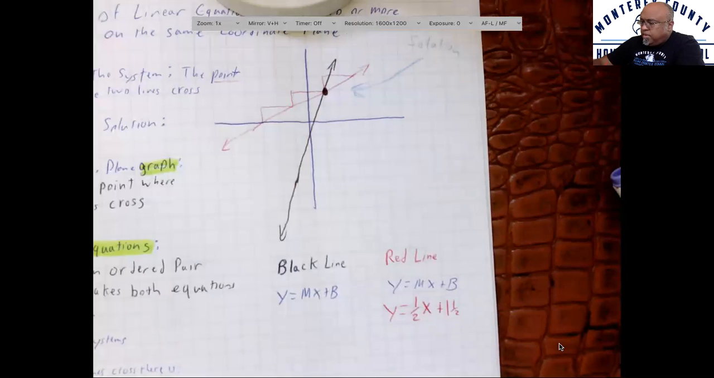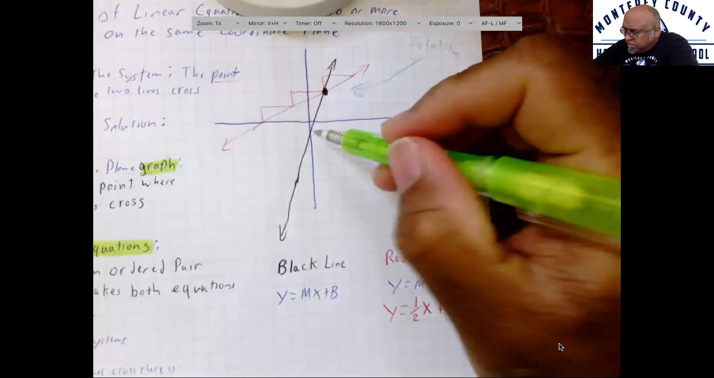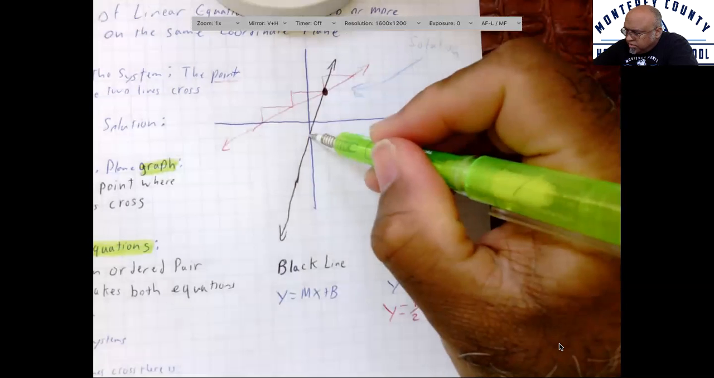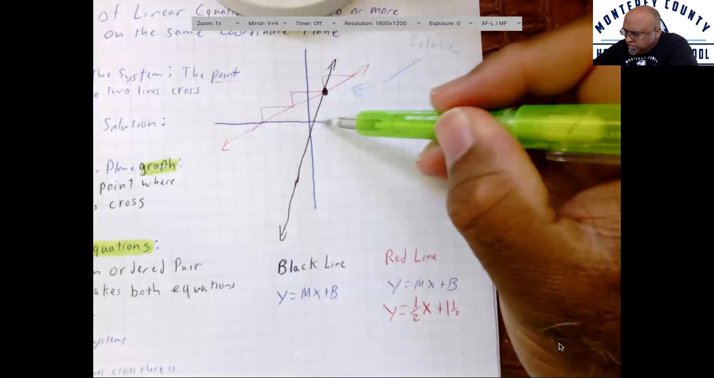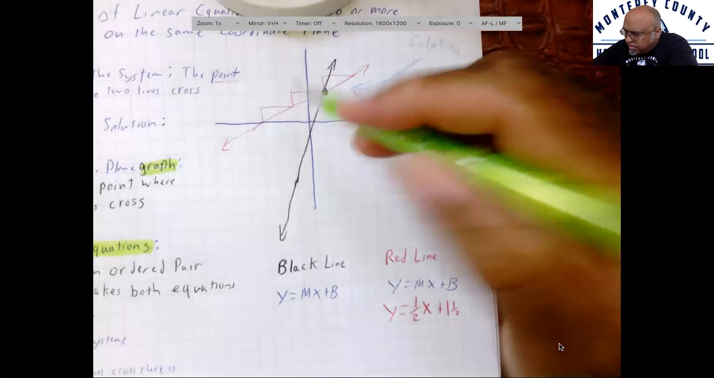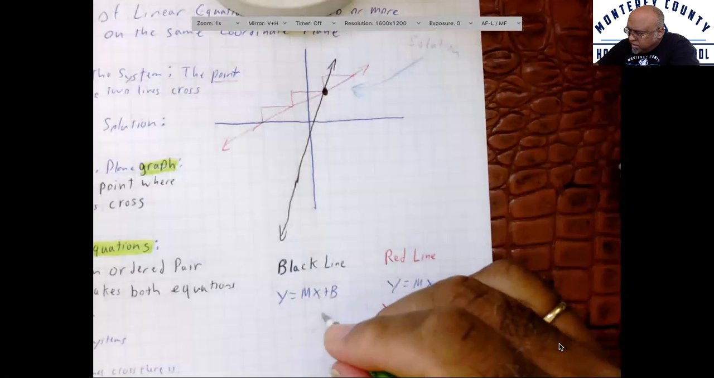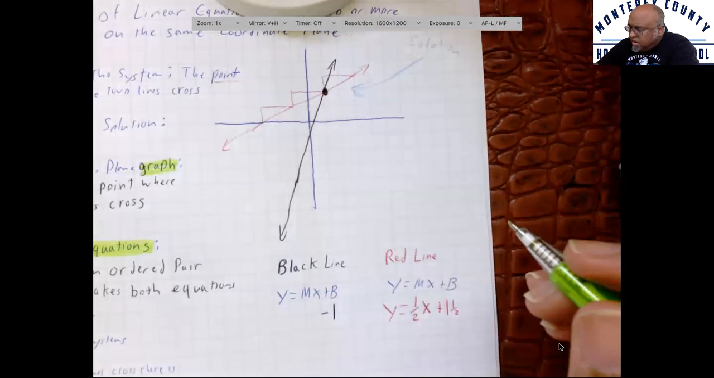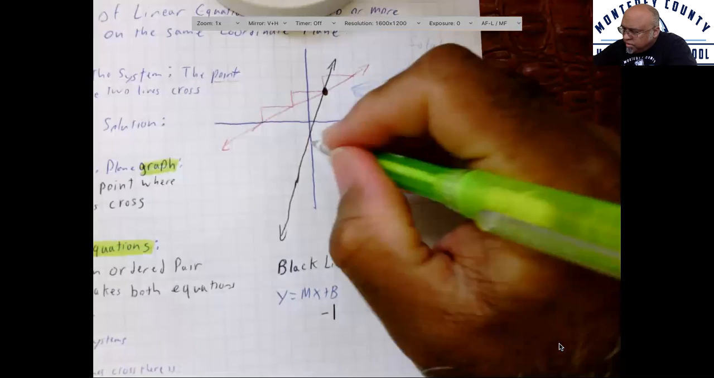Now let's do the same thing with the black line. Okay, first I'm going to start with the y-intercept. Looks like it crosses the y-axis at the point -1. So let's check. I don't go left or right on the x-axis, I go down on the y-axis. So it would be -1. So instead of writing plus -1, I'll just write -1 as my y-intercept, which is right there.